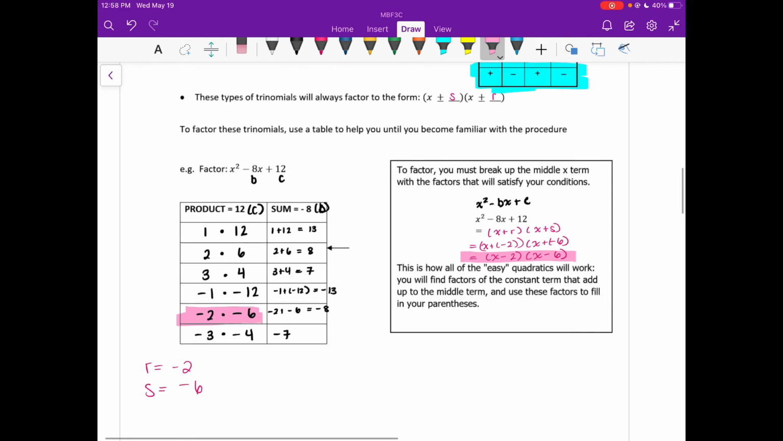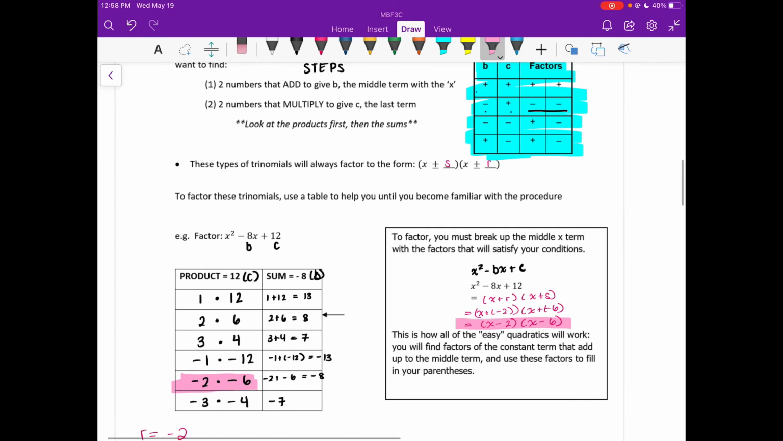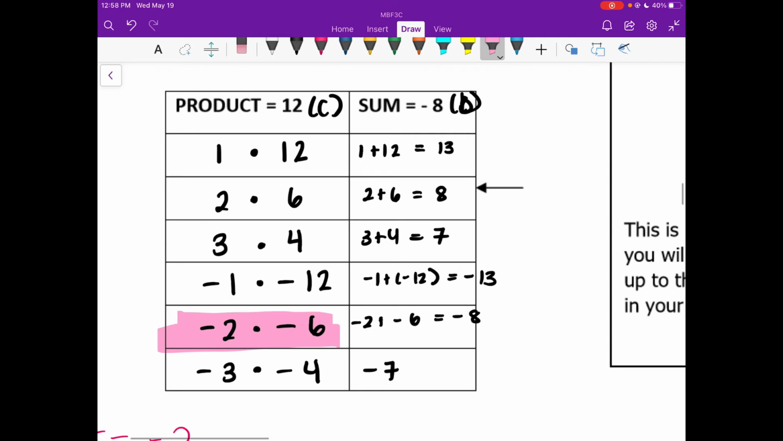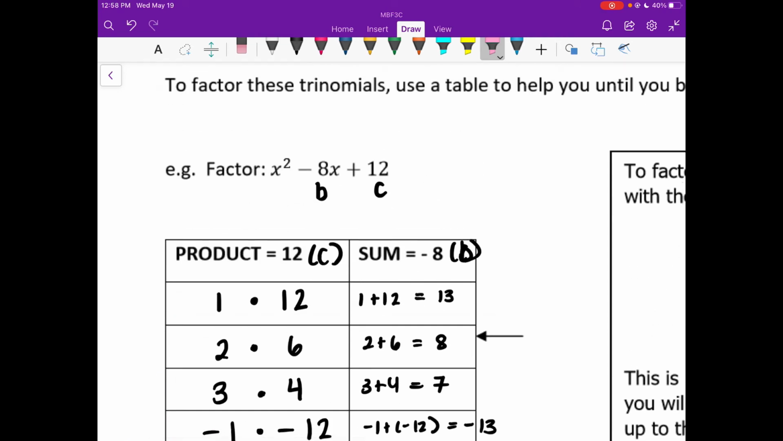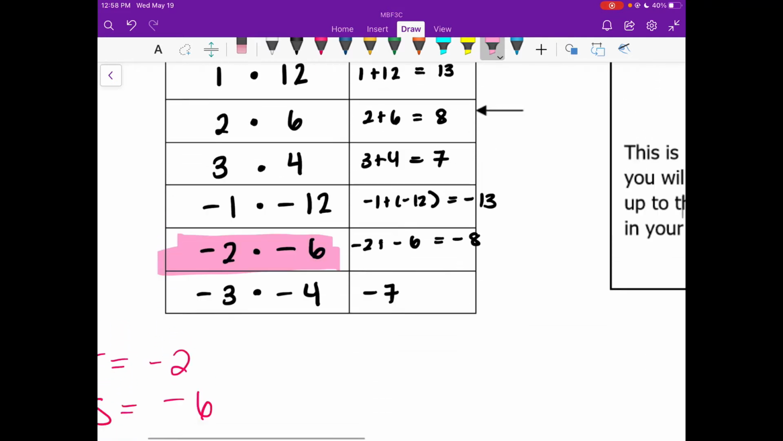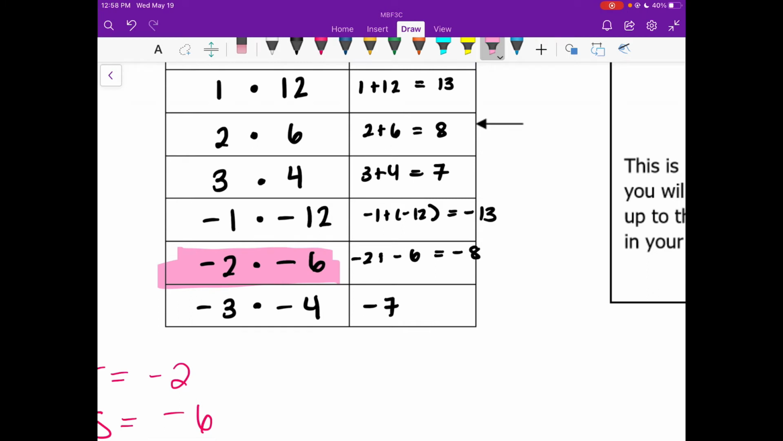So just to review our steps, the first thing I did was I went and looked at this and I said, okay, what's my c value? 12. I need to make sure I find two numbers that multiply to 12 and then add to give me negative 8. So then I just went in and wrote all my factors of 12 that I have, right, including positive and negative ones. You don't always need to do this. I just did it to show you.